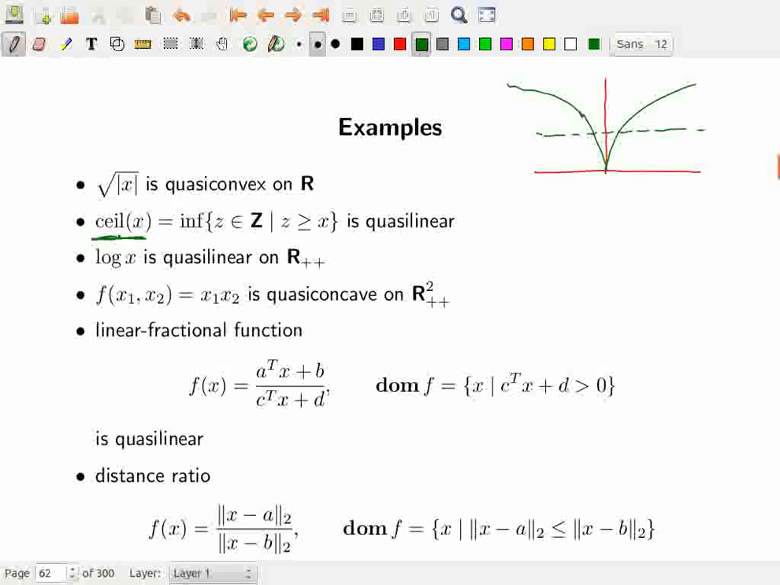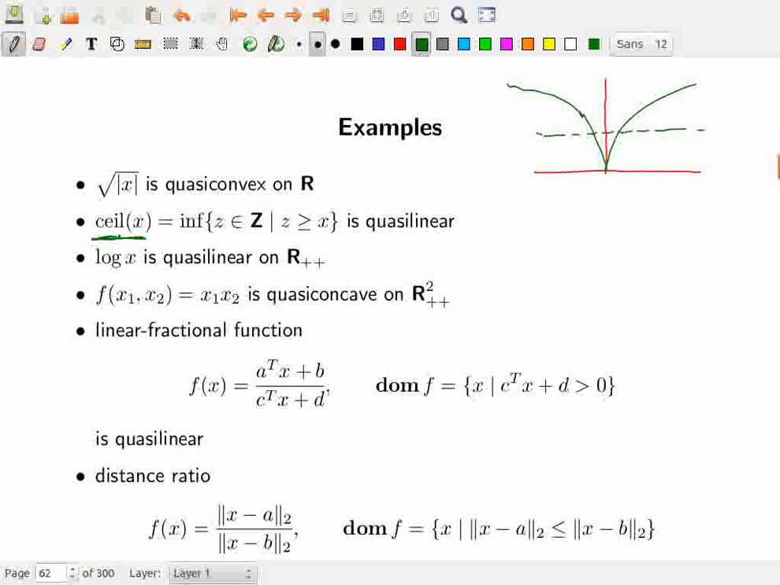Can you say that if you have a convex function, I need to think about that. But if you have a convex function, you have a quasi-convex function. But the reverse is not true. You may have a quasi-convex function on R, but the function is not convex.